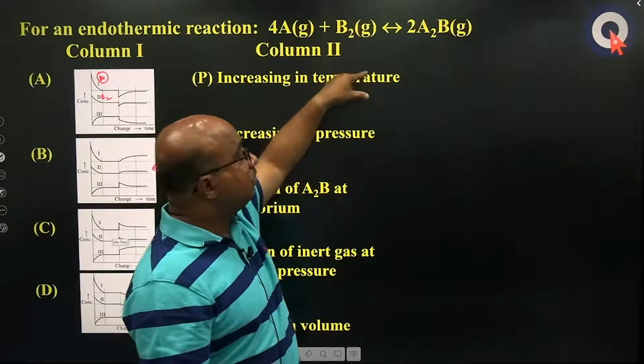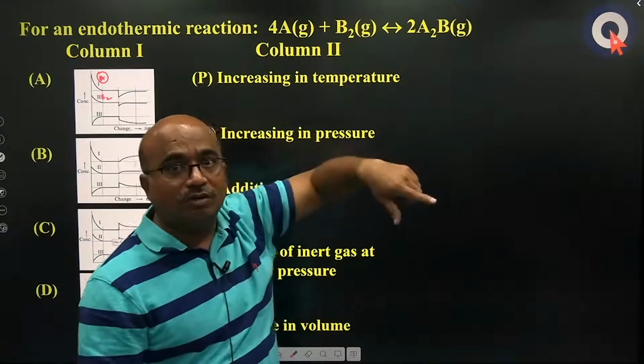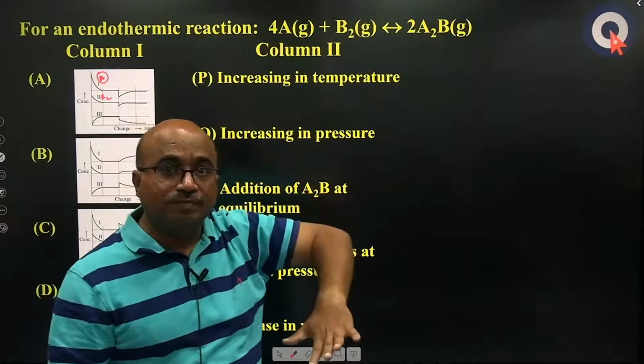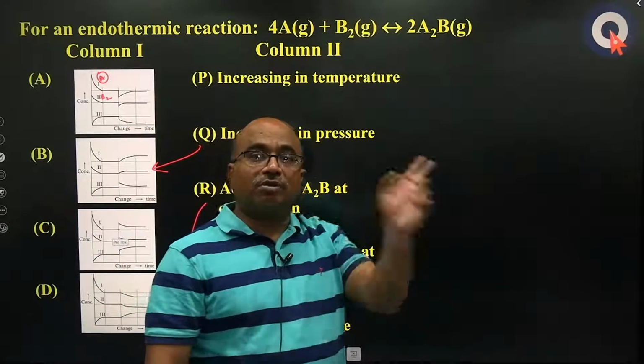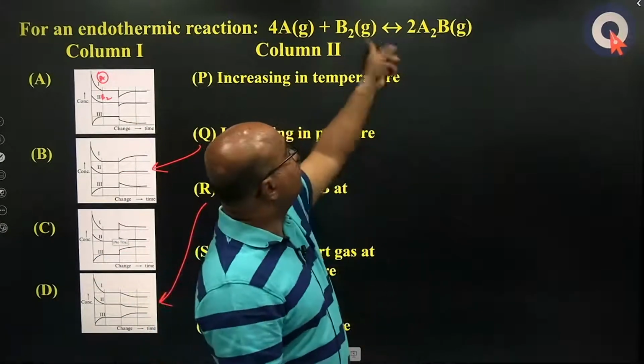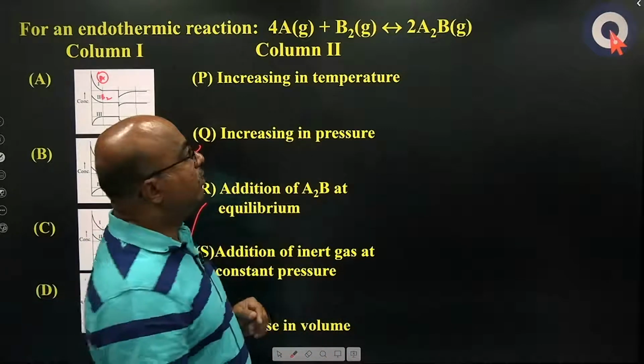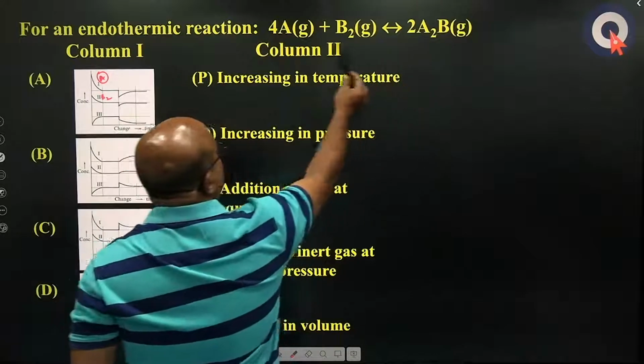So in a situation where delta Ng is not 0, if we are adding an inert gas, the reaction always moves in the direction where the number of moles is more. This means for this reaction, if we add an inert gas at constant pressure, then the equilibrium has to move in the backward direction.